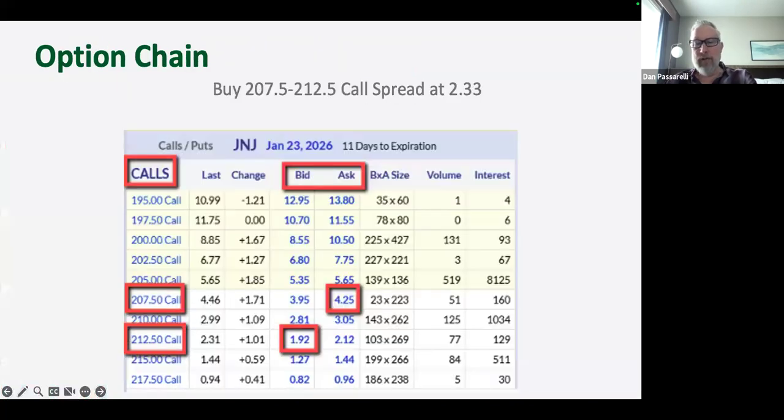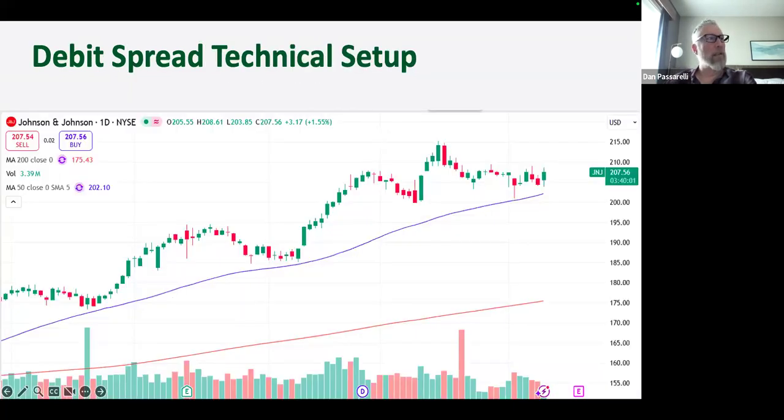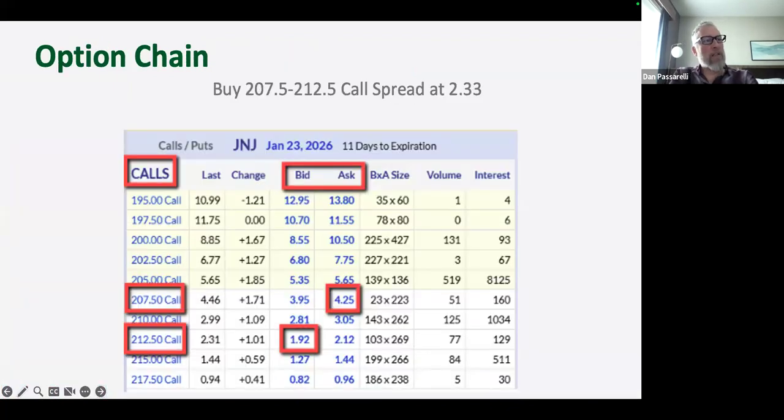Well, one thing we can do is set up and buy, wait, what price was that stock at? Stock is at 207.56. So in this case, I'm going to consider buying the at the monies. Buying the 207.5 calls at 4.25 and selling the 212.5 calls at $1.92.